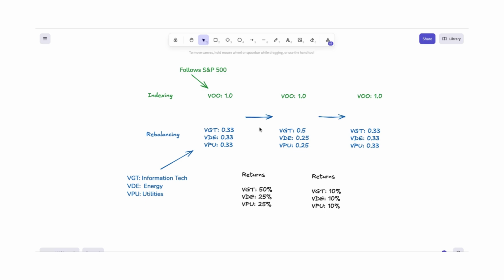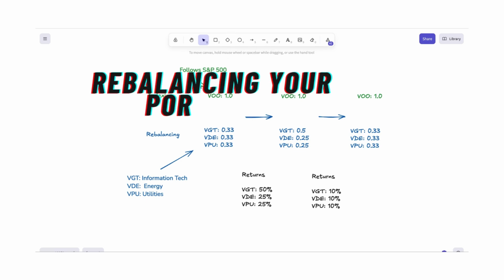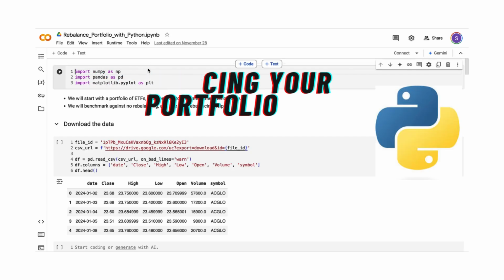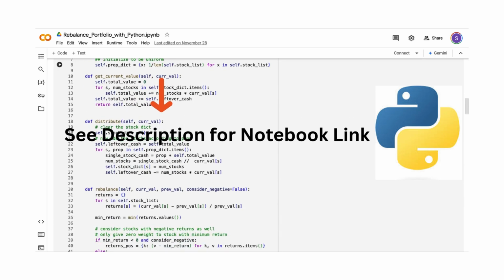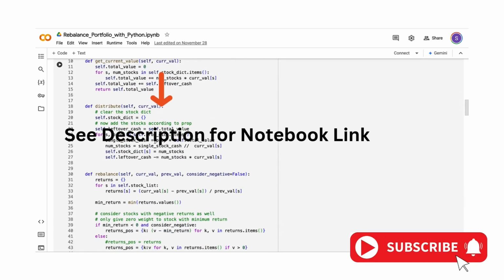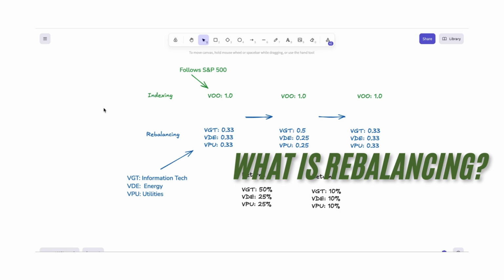In this video, I'm going to talk to you about the idea of rebalancing your portfolio, and I'm going to show you Python code which will allow you to automatically rebalance your portfolio according to an optimization algorithm that I will describe to you. First, let's discuss the idea of rebalancing.